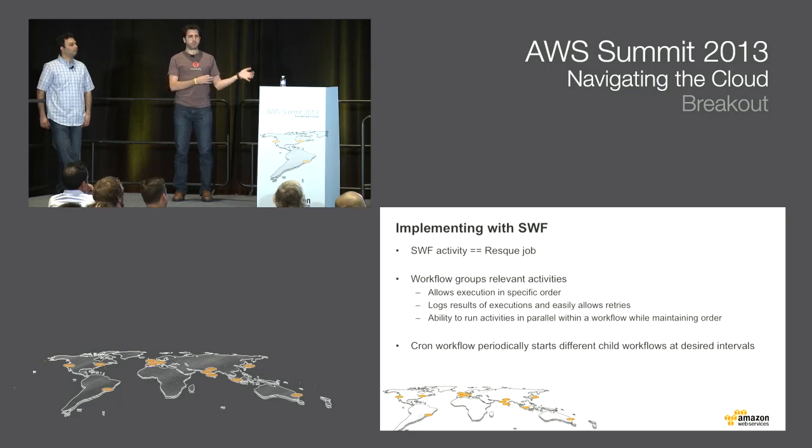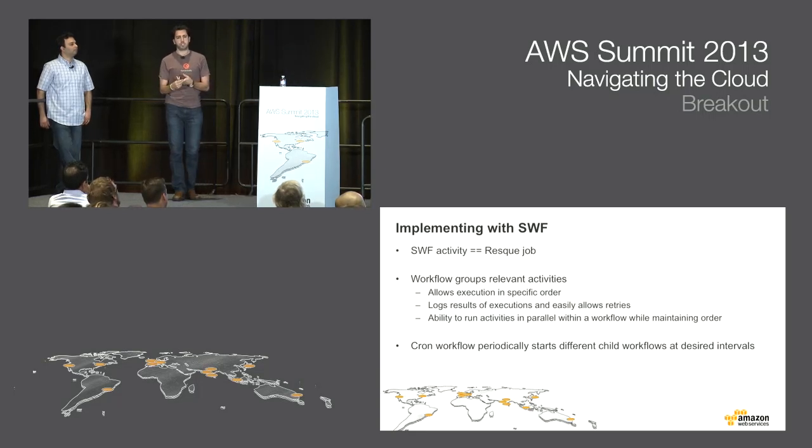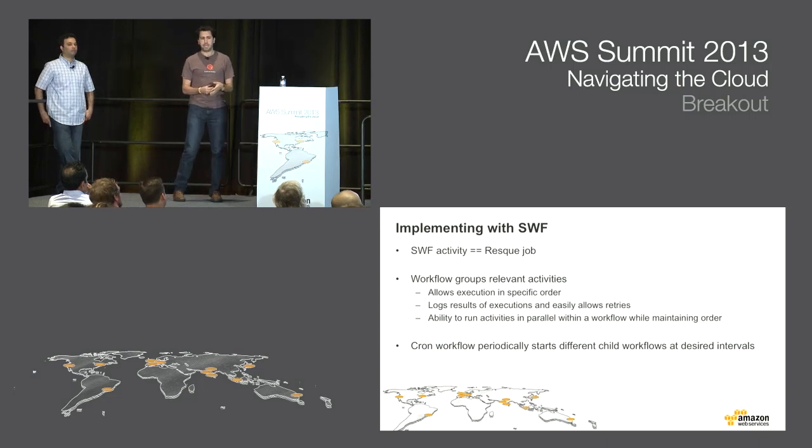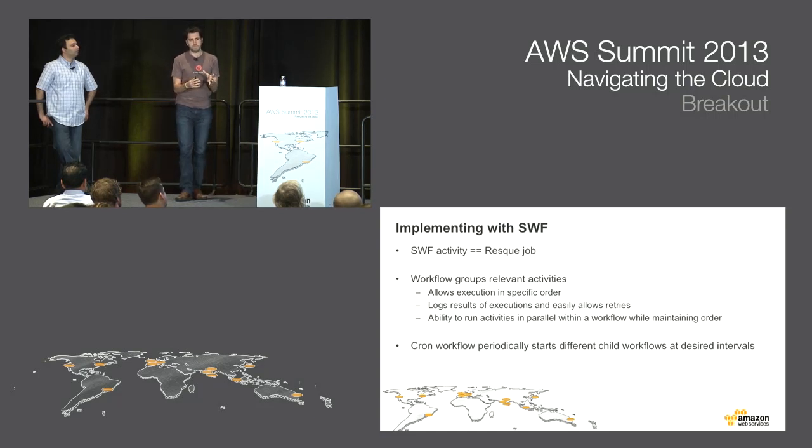So a workflow groups relevant activities, allows you to execute them in serial, and it also allows you at each step to then do things in parallel. The example I'll show you in a second will show you how that works. And then we have basically a cron workflow. It's sort of a parent workflow that calls the individual child workflows that are the more function-based things that have specific steps that need to get done.